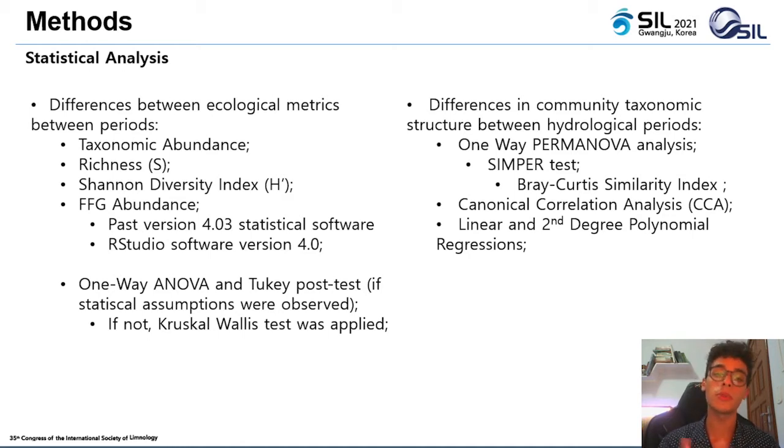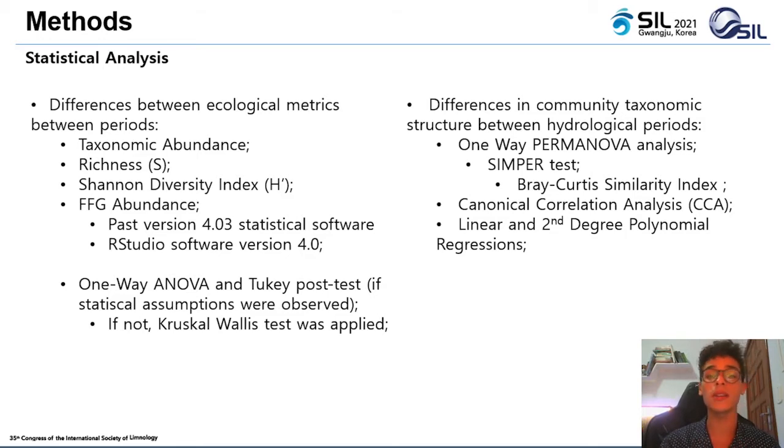Statistical differences between periods for each ecological metric were tested with one-way ANOVA and Tukey post-test when statistical assumptions were observed. If not, Kruskal-Wallis was applied. To identify differences in community taxonomic structure between hydrological periods, we performed a one-way PERMANOVA analysis, and SIMPER test was applied through Bray-Curtis similarity index.